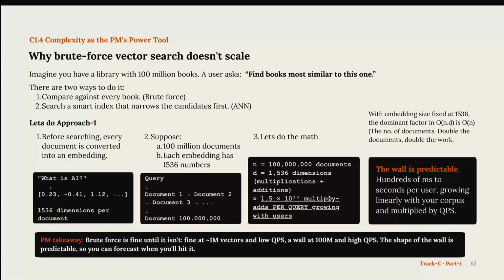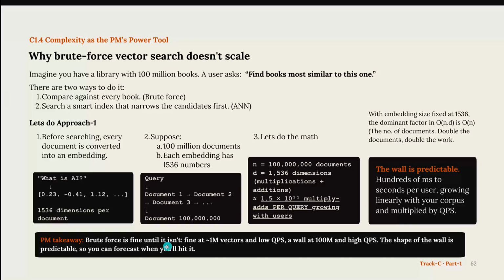Imagine the 1536 dimension doesn't grow, but documents will grow, users will grow, both will grow, and still the order of n will keep increasing. Brute force is fine until it isn't. On smaller volumes it works, but when it hits a higher volume and a higher queries per second, it becomes very unpredictable. We can never forecast what we will hit.